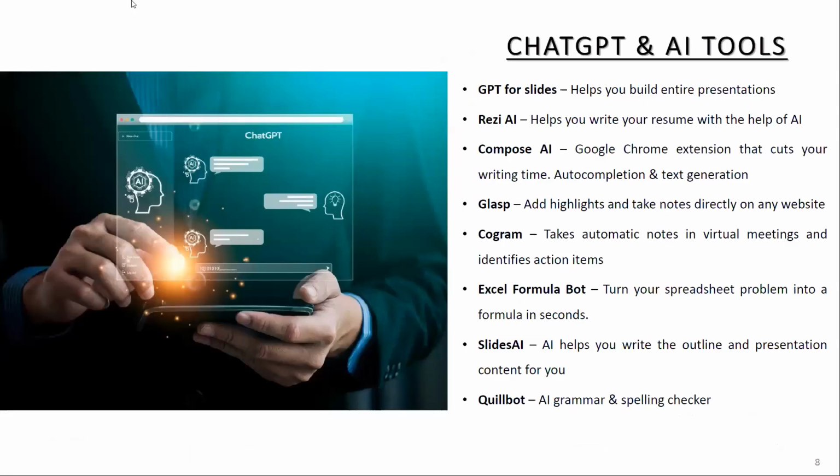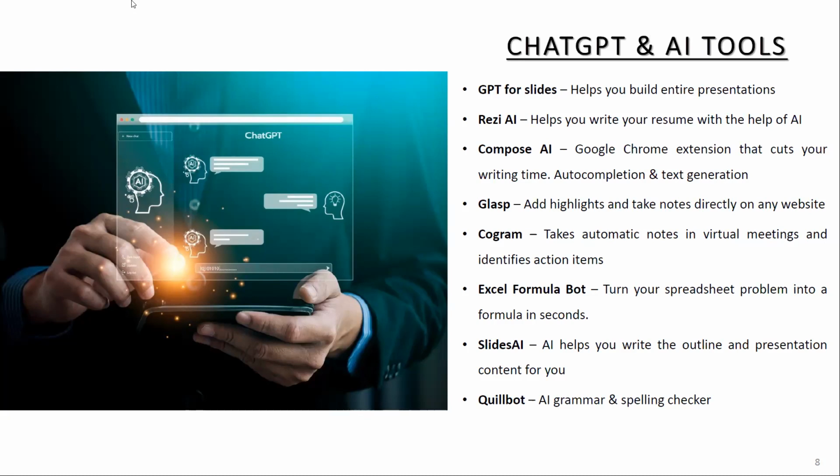Let's look at some of the AI tools that can be used with ChatGPT. GPT for slides. It can help you build presentations. Some of my slides were built by ChatGPT. I can tell you about that. Just go in there, type, I need this, put in the information you need, and then ChatGPT will present all the information you need. Resi AI helps you to write your resume with the help of AI. And another thing, let's say ChatGPT is helping you with your resume, you still need to review it before you post it out there, because ChatGPT is going to give you a top resume, but you also need to review it.